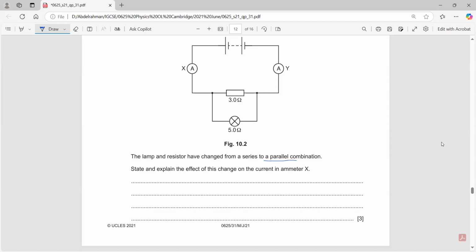Current would increase. Why would the current increase? Because the resistance decreases. You can say that V equals IR. Yes, the resistance would be less than 3. V equals IR, so current and resistance are inversely proportional.